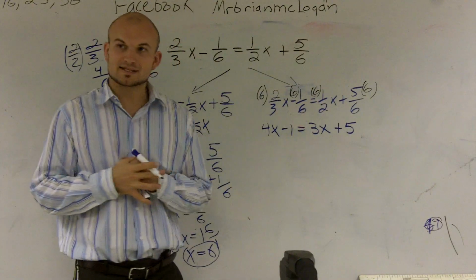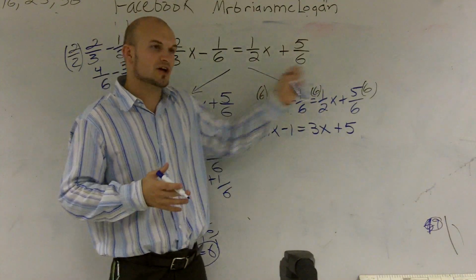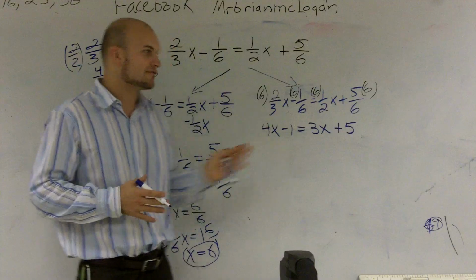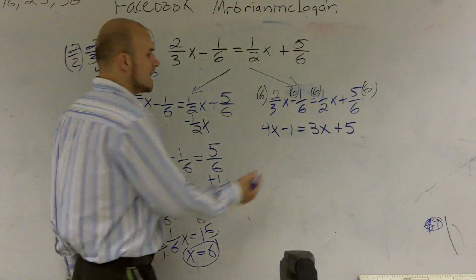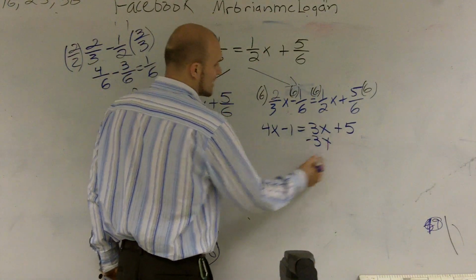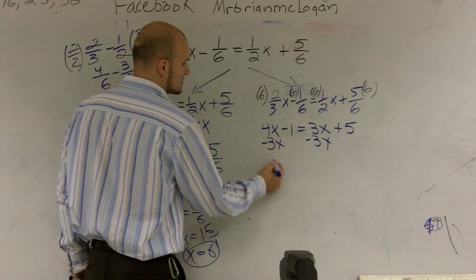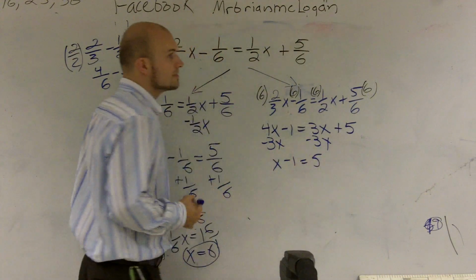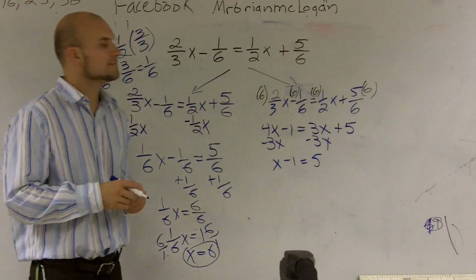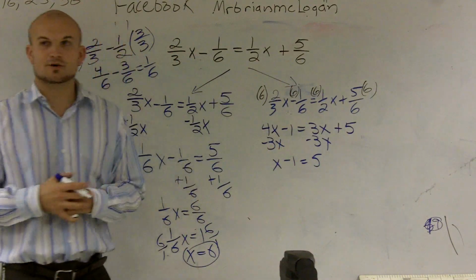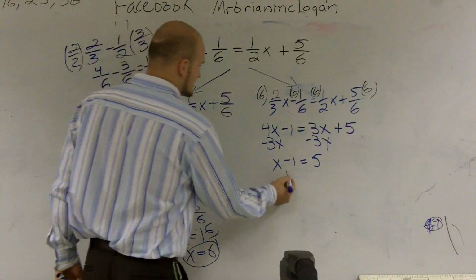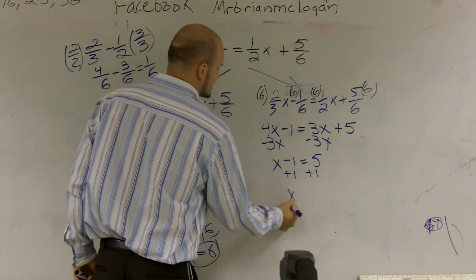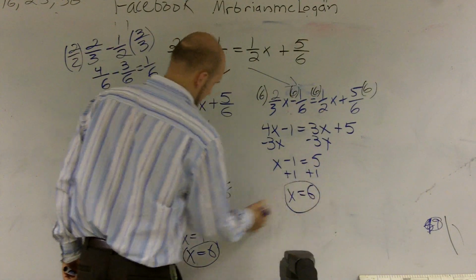Now I get my variables on the same side. So what I did was by multiplying by 6, I eliminated all my fractions, which is very cool because now I can get rid of my x on the right side by subtracting 3x. Therefore, I'm left with x minus 1 equals 5. Then from here, what you guys can do is add 1 on both sides. x is equal to 6.